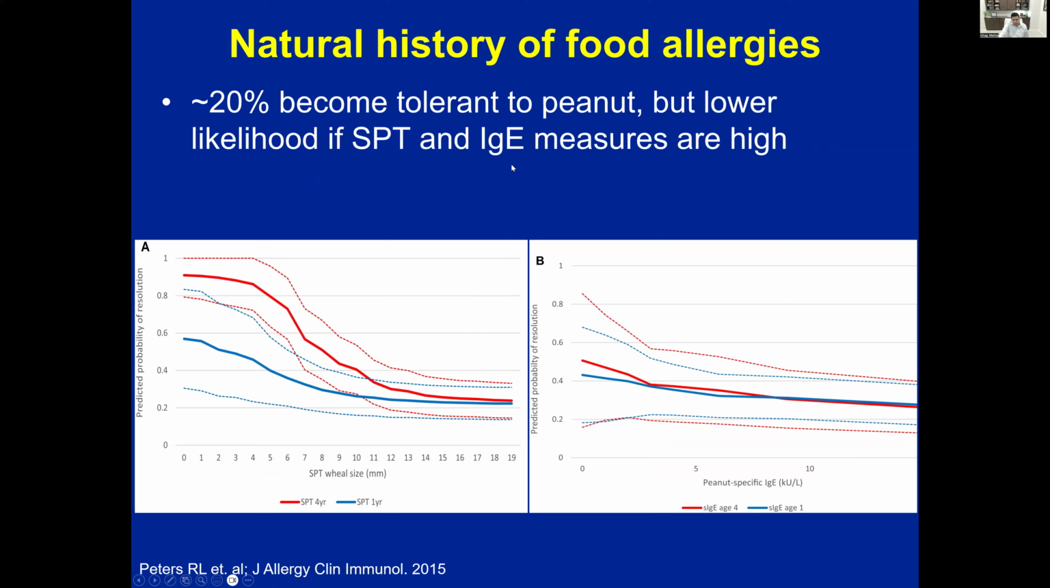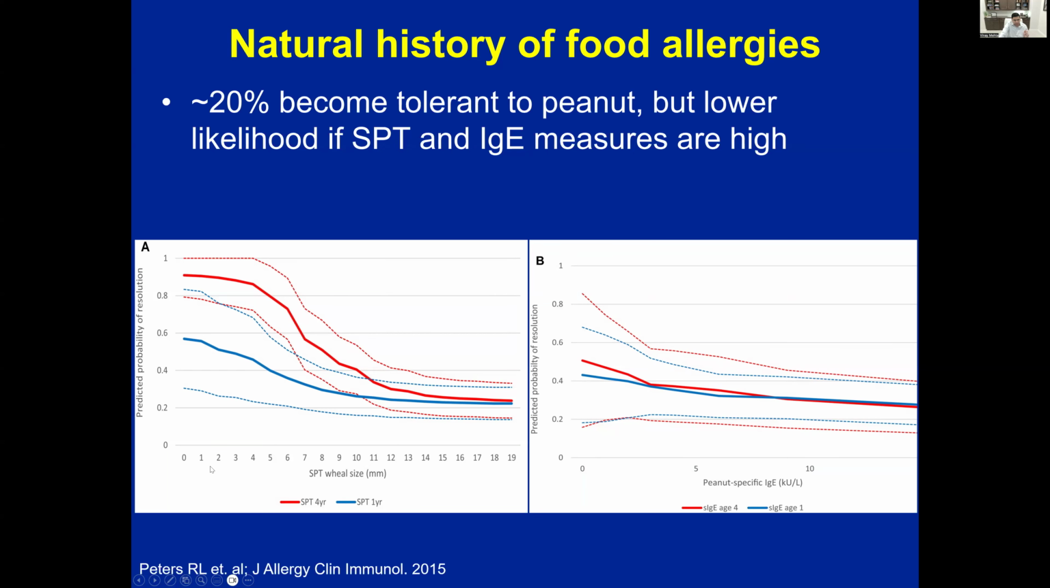What about peanut? What about tree nuts? Well, peanut, unfortunately, only 20% of peanut allergic kids outgrow peanut allergy with age. Again, the higher the baseline skin IgE level, and also the size of the wheal. So when you do a skin prick test, you also measure the wheal size in millimeters. The higher the level, the less likely you are to outgrow it.